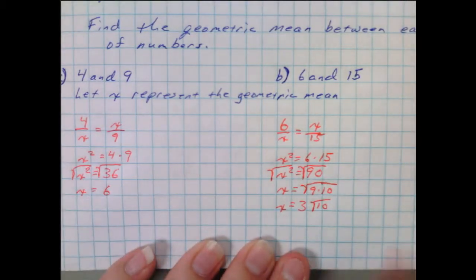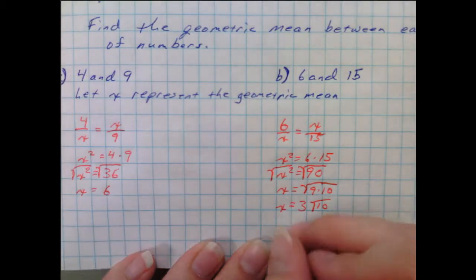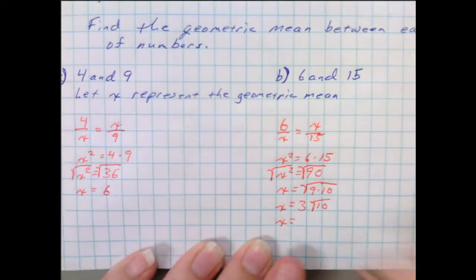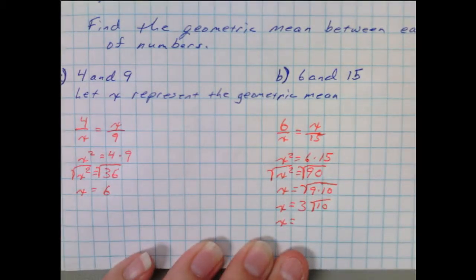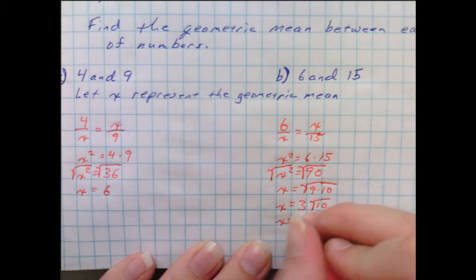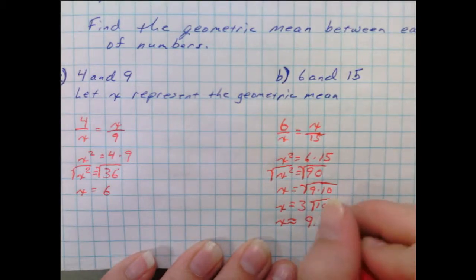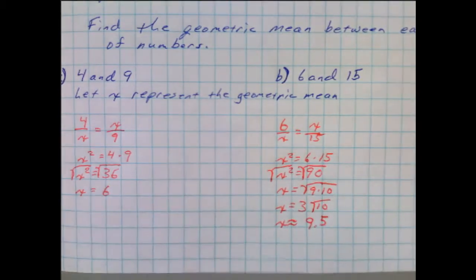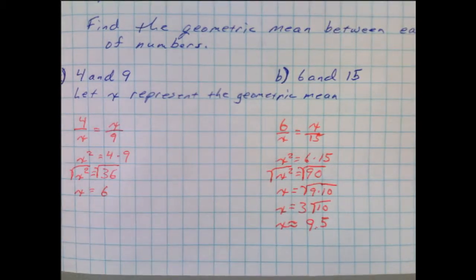We can also change this to a decimal. So if we punch that into our calculator, we should get approximately 9.5. Okay? So that is all that we're going to be working on in this first piece.